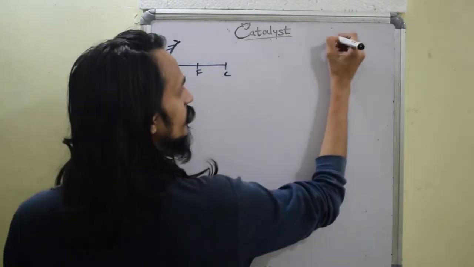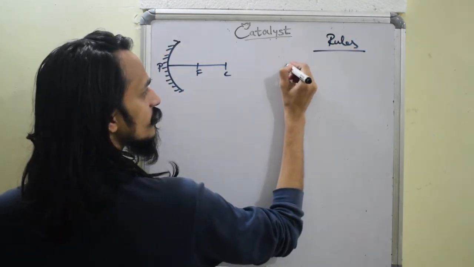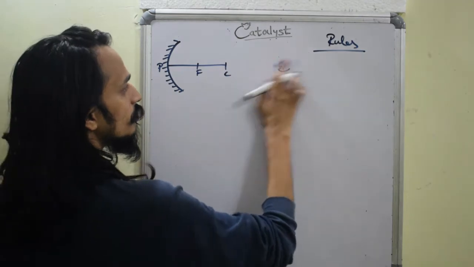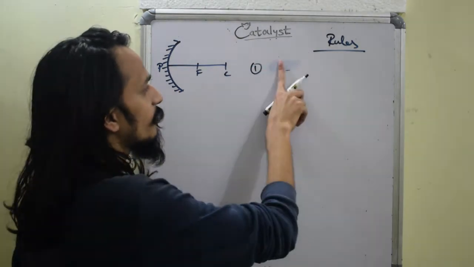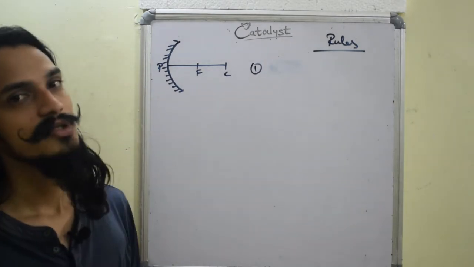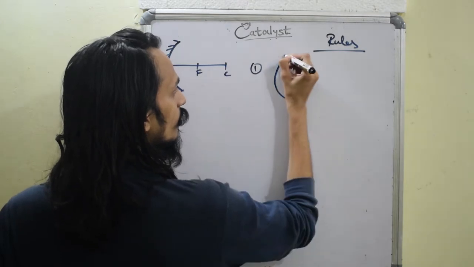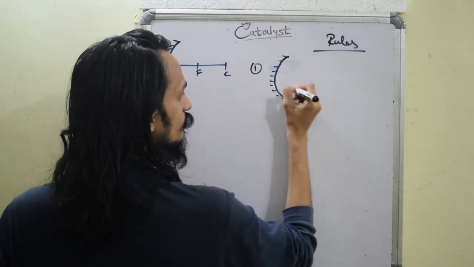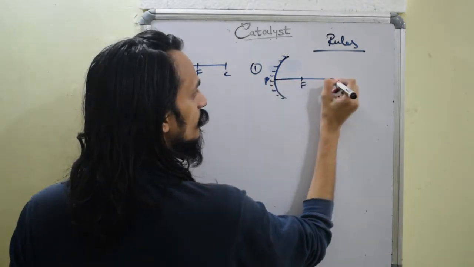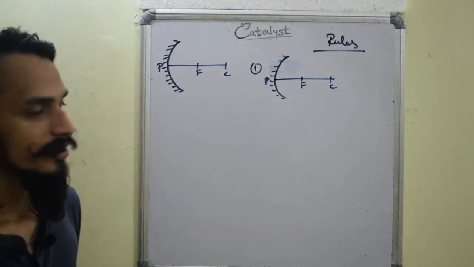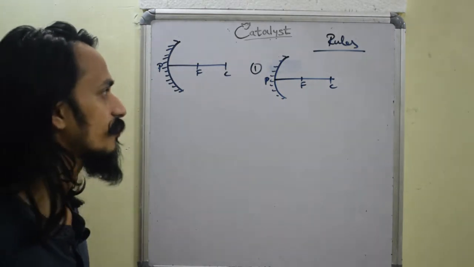So the first rule is, right, the first rule would be, right, now these rules are pertaining to how light travels with the mirror. So I am just going to first draw a mirror, pole, focus, center of curvature. Right, first is something that we are familiar with already. We have seen this a couple of classes back.